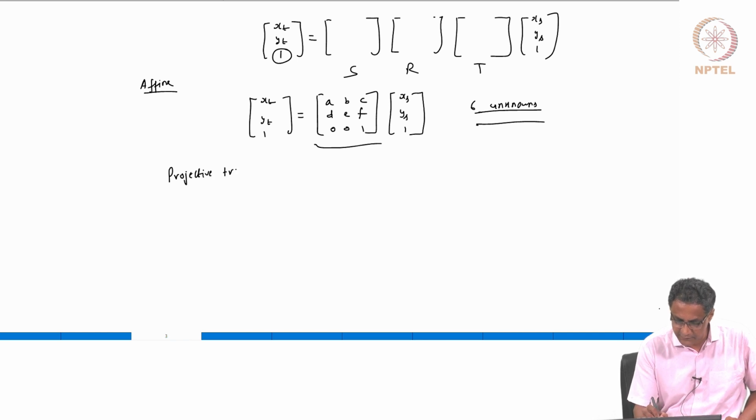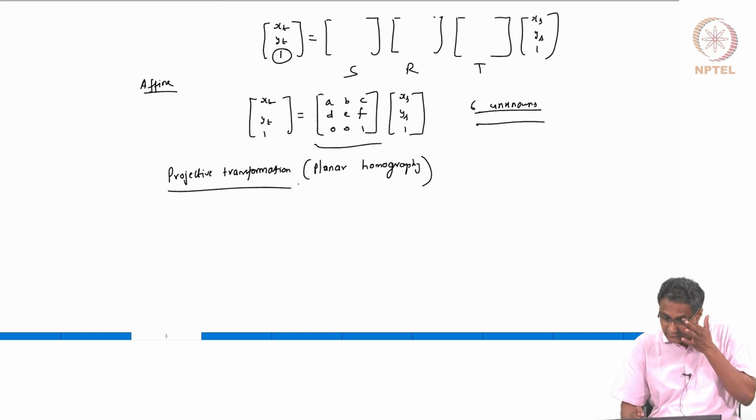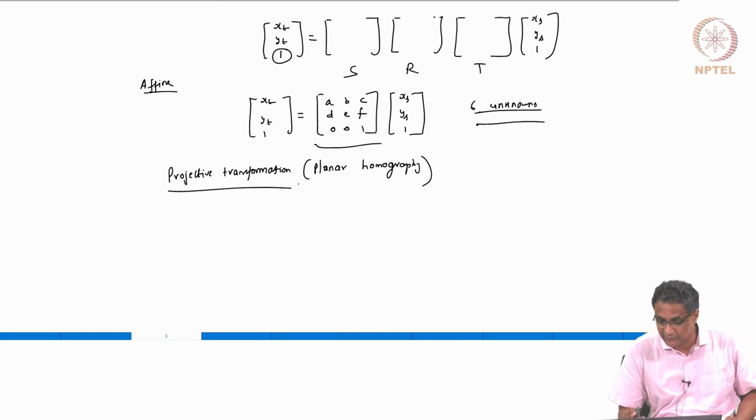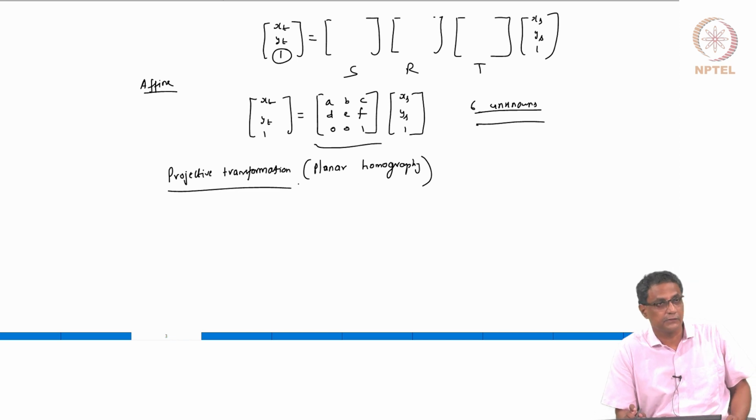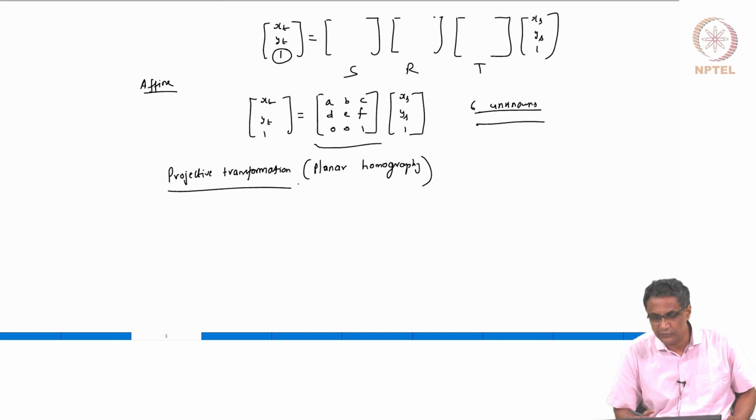A projective transformation, or it's called a planar homography. There is also something called a rotational homography, which we will see at the end. But a projective transformation is the most general. This projective transformation is again a 3 cross 3 matrix, but it can be estimated only up to a scale because of these homogeneous coordinates, which you know only up to a scale.